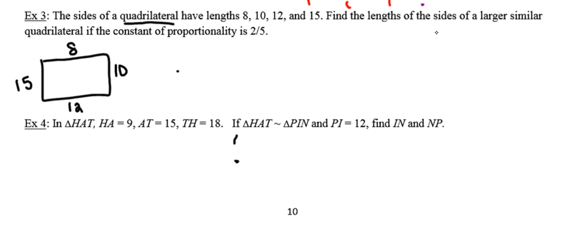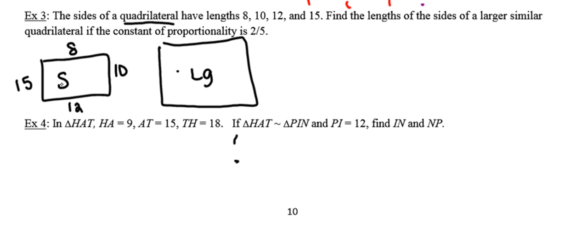The second polygon is larger, so this is my larger of the two. And they want me to find the lengths of all 4 of its sides if the constant of proportionality is 2:5. So this is my larger one. This is my smaller guy. I'm going to go ahead and write some comparisons. I want to compare 8 to its corresponding side using that constant of proportionality. So 8 over its corresponding side in the larger polygon, I'm going to call x.